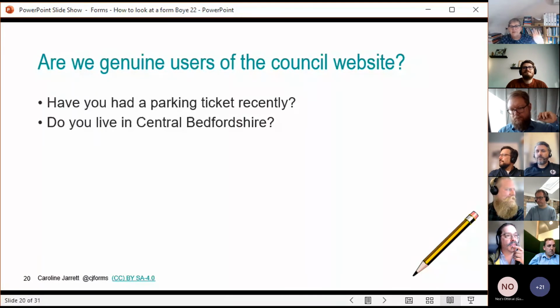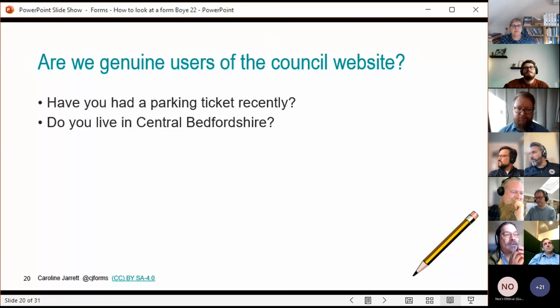Is there anyone like me who actually lives in central Bedfordshire? Am I the only person on the call? I'm just guessing that I'm the only one. So we're not actual genuine users of the council website. We've been able to put ourselves in the position of being a genuine user, but not necessarily. So another thing to think about is, would my experience have been any different if I had or hadn't been a genuine user? So when I'm asking people to do this in a meeting, I try and get a variety of stories.